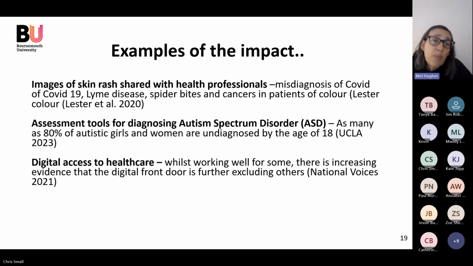And then the final example I've pulled out is around digital access to healthcare. Lots of research, lots of service improvement projects, lots of work where we look at how people access healthcare, social care, and engage with services, and with treatment. But if we've not got a wide range of people informing those discussions, informing those plans, then it can often exclude people. So there's a particular example here around evidence that the digital front door is further excluding people from healthcare, for example.